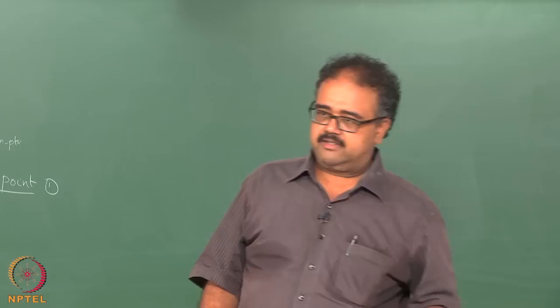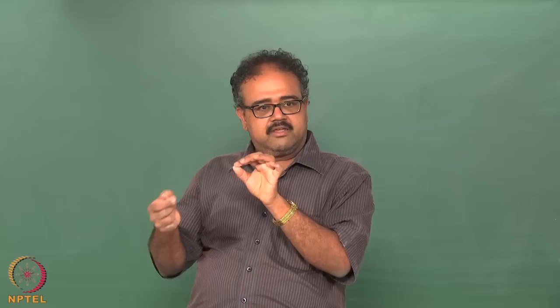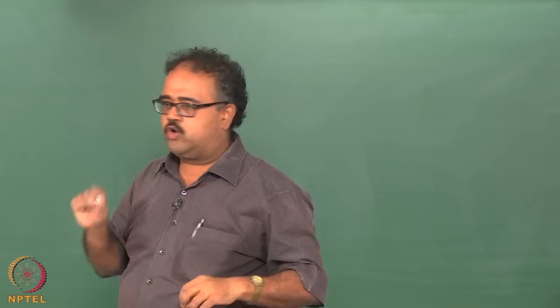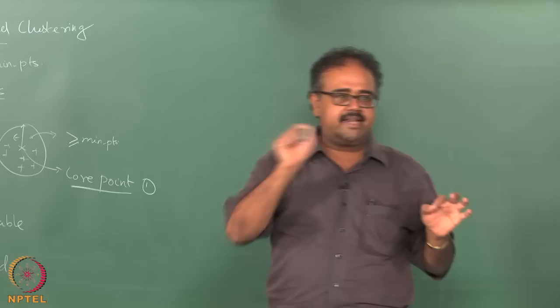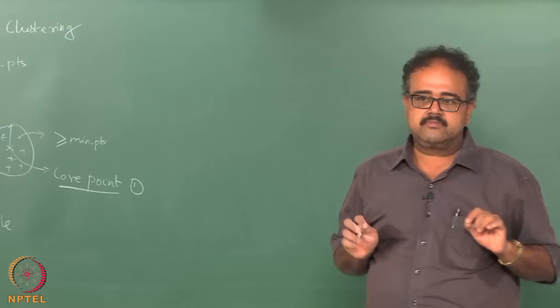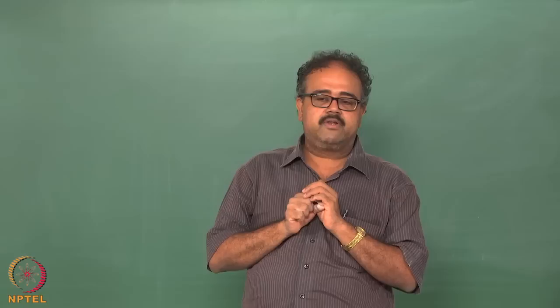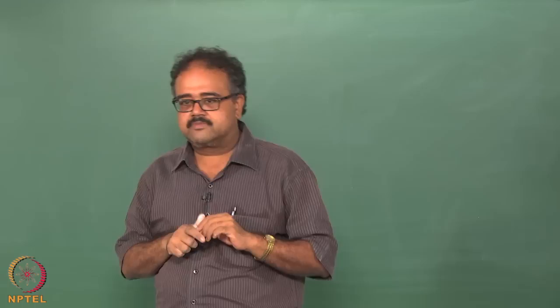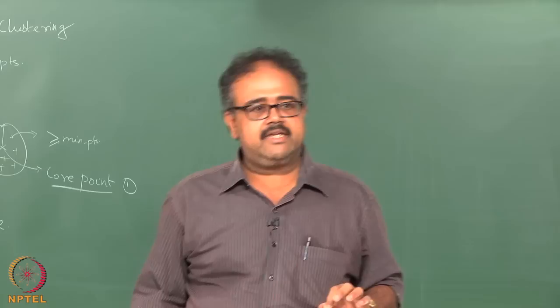That makes sense, right? So what is density reachable? I start from a core point and only move to core points until I make the last hop to this point. At no point will I make a move greater than epsilon, and all the points I visit on the way will be core points. That is density reachable. Density connected is if for i and j, there exists one core point from which both i and j are density reachable. Here is the next thing: i and j are in the same cluster if and only if they are density connected. This is the definition of a cluster. Make sense?